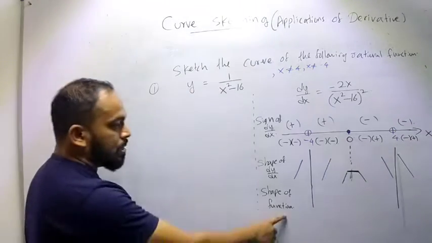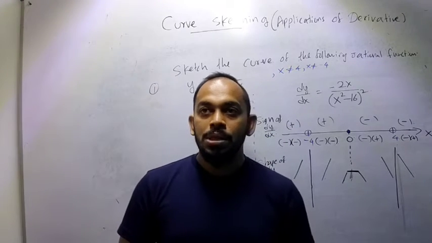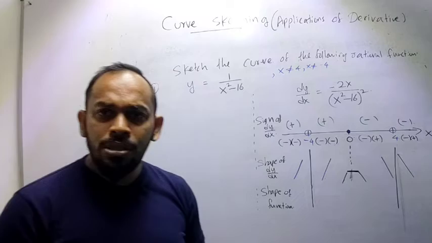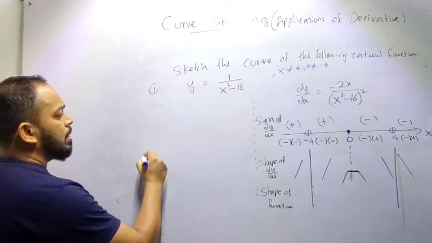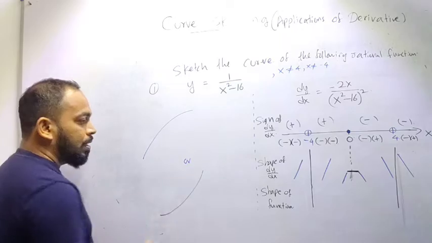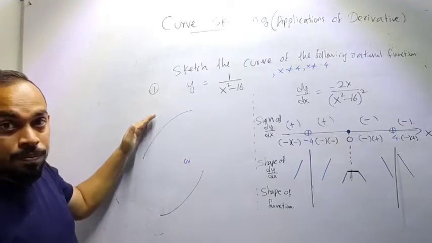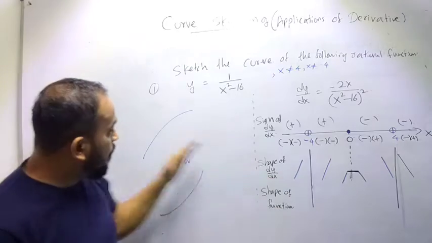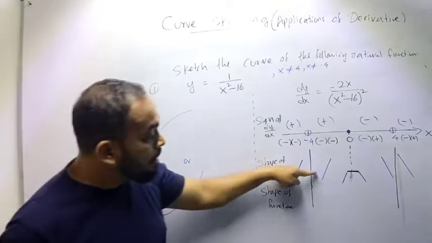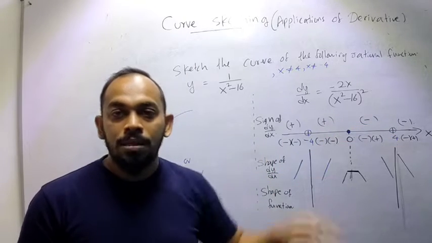What does it mean by the shape of the function? You can see, if the sign of the derivative is positive, what does that mean? That means the function is increasing, right? A function can increase in two different ways, like this or like this. Now if you draw this curve here, what will happen is that this curve will move and cut this vertical line.